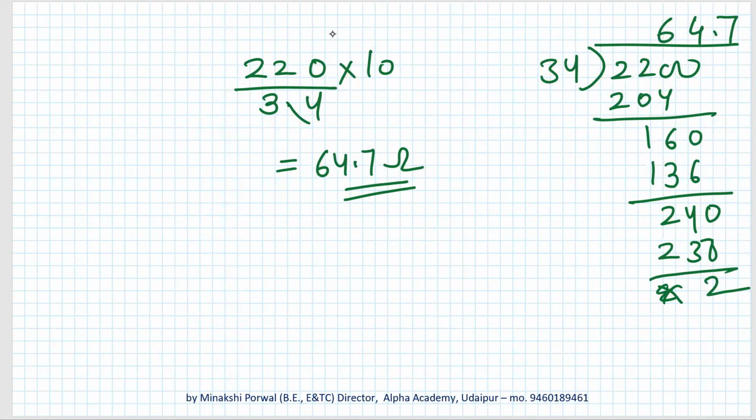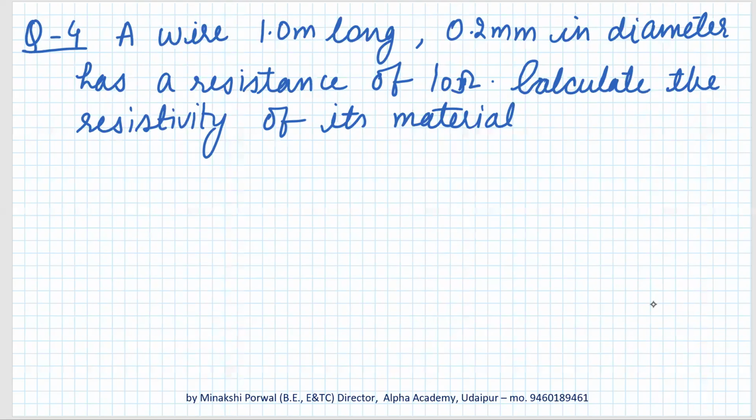Okay, we are coming to the next question. Any doubt till here, anybody? A wire 1 meter long and 0.2 mm in diameter has a resistance of 10 ohm. Calculate the resistivity of the material.